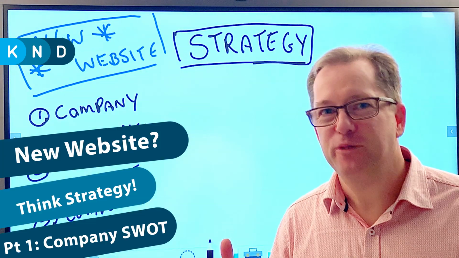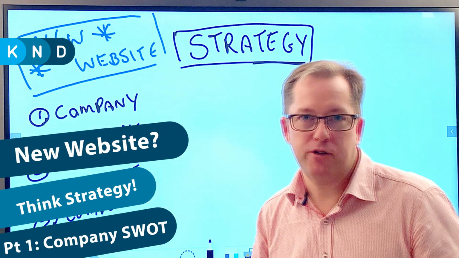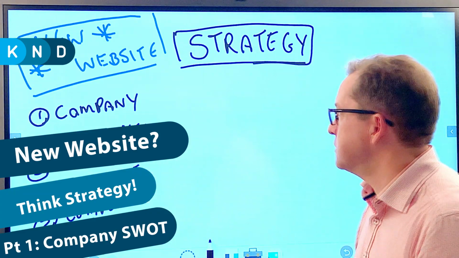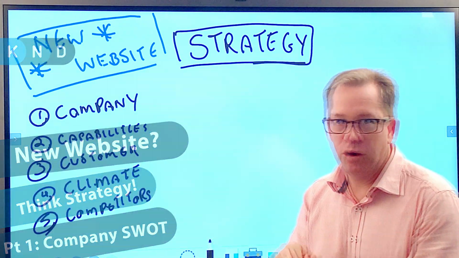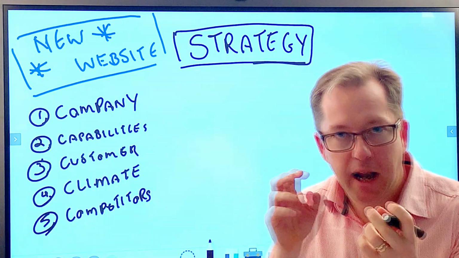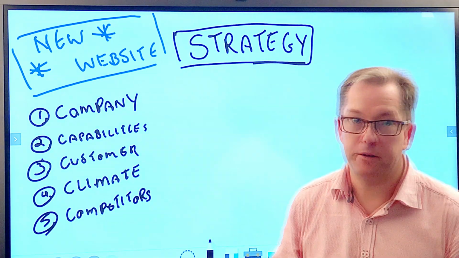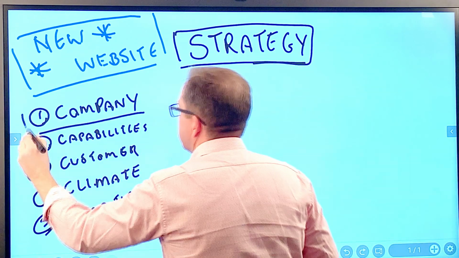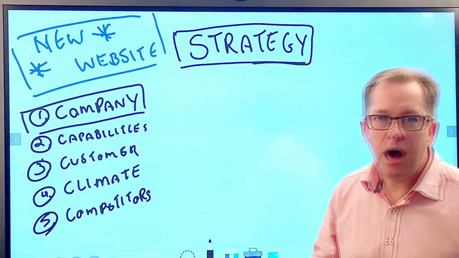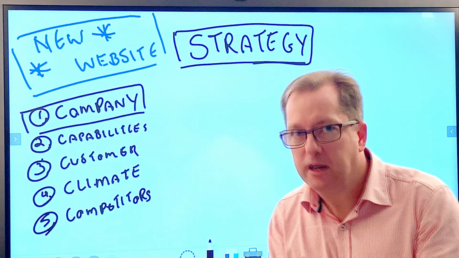In my last video, we looked at how business strategy should be involved in your new website strategy and how to connect the dots between the top 5 C's of company, capabilities, customer, climate, and competitors, and how that contributes to the decision-making process when you're planning your new site. Today, I wanted to dive deeper into just this first one, company, and how we look at it from an internal perspective of where you're at now.